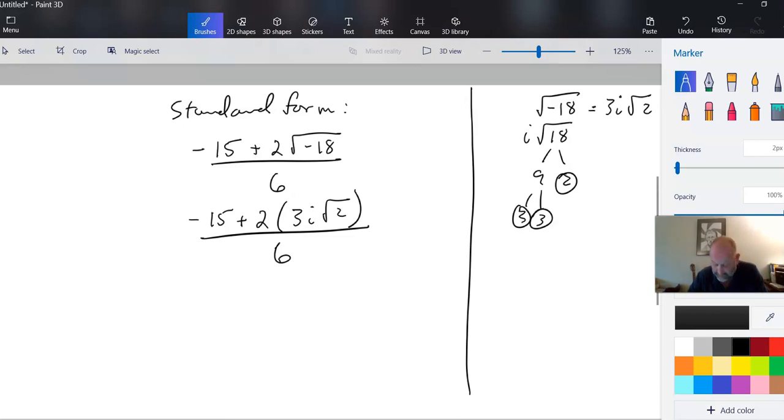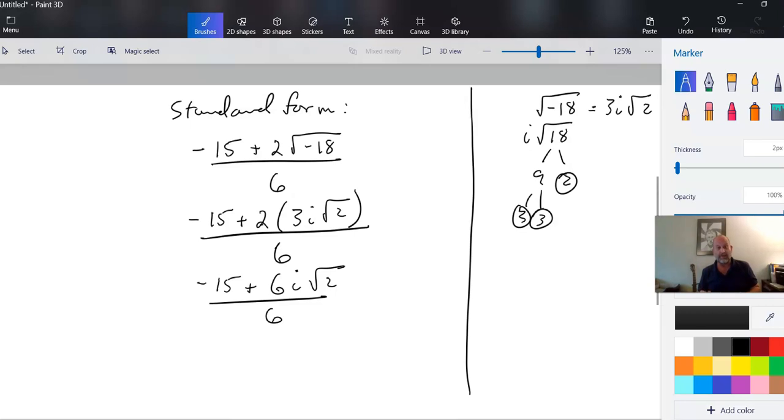So 3 times... This is not a distribution across this. There's no plus sign in here. So it's just going to hit the 3 and stop. So 2 times 3 is 6. So that gives me negative 15 plus 6i root 2 over 6.